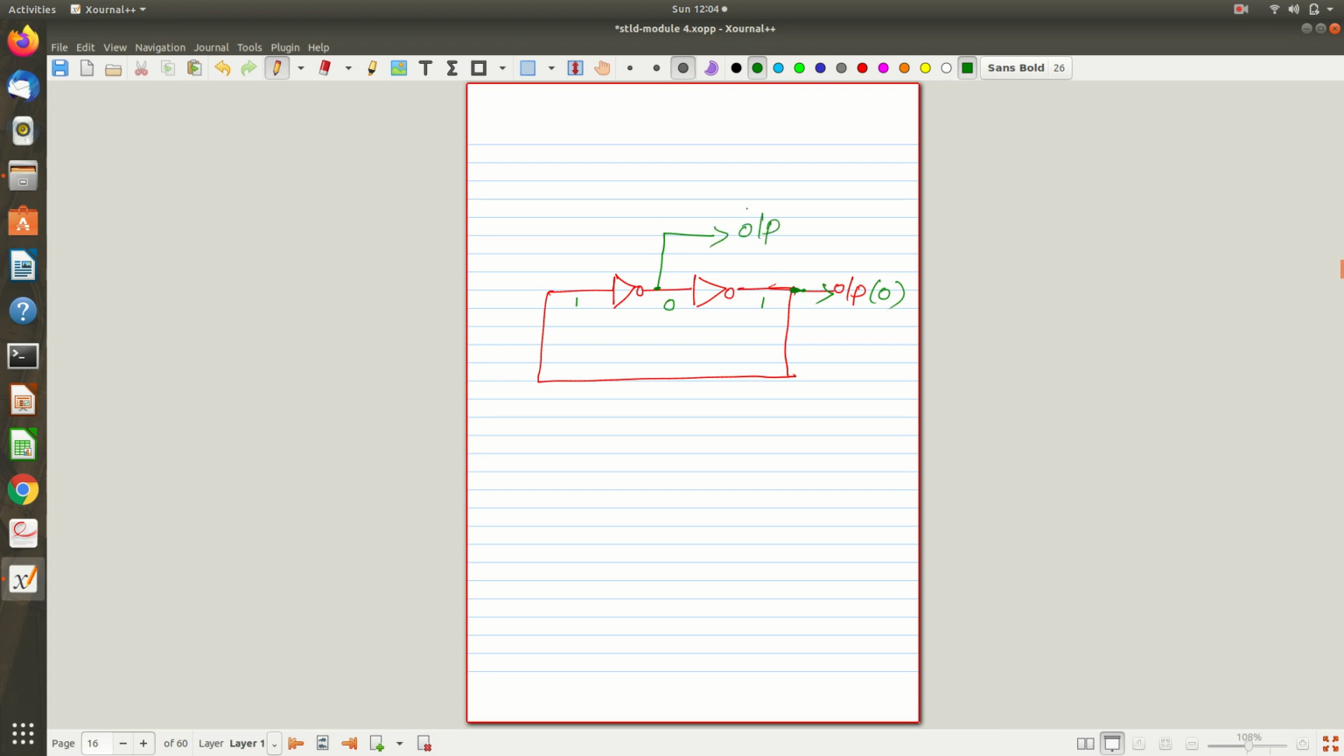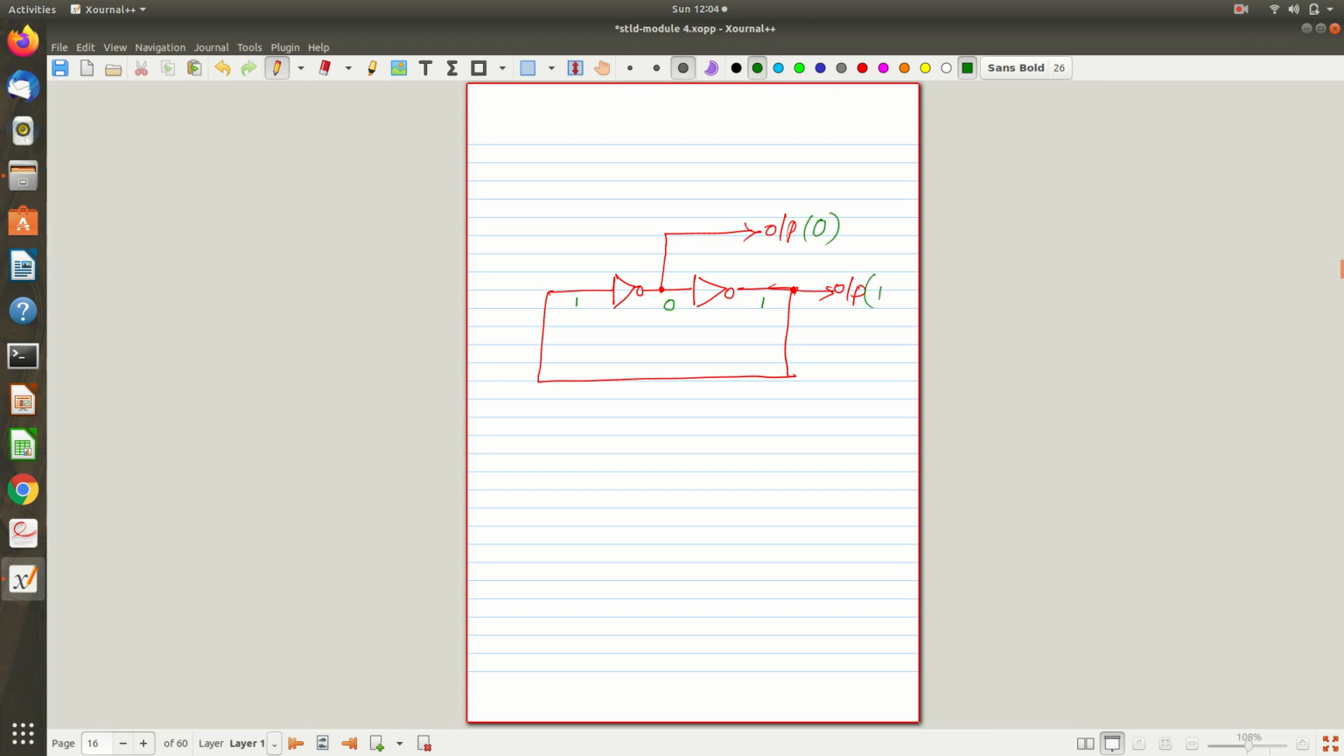Let me draw it differently. I am taking output from here as well as from here. So here also I am taking the output. And you can see that if you take the output from here, you will always get the 0.